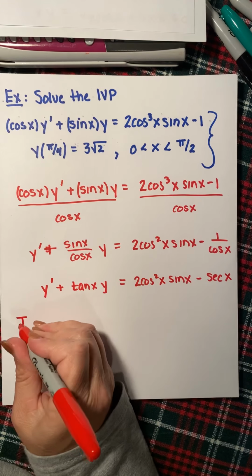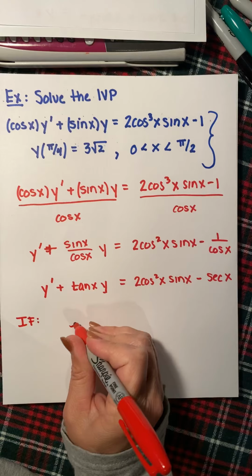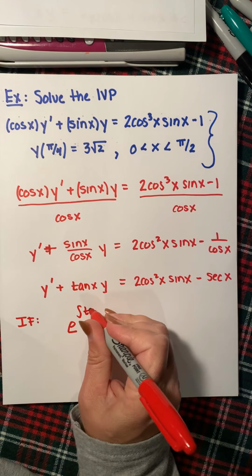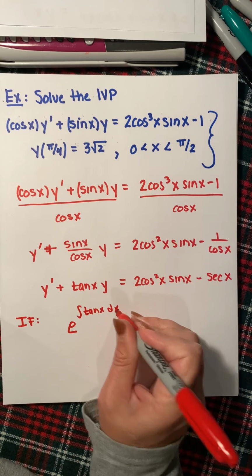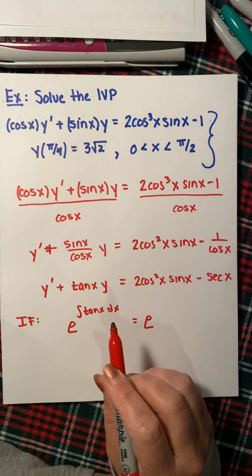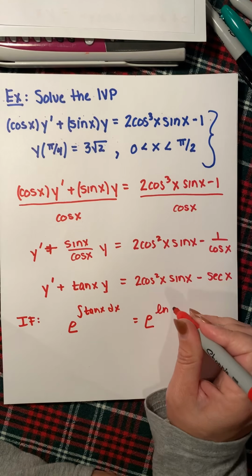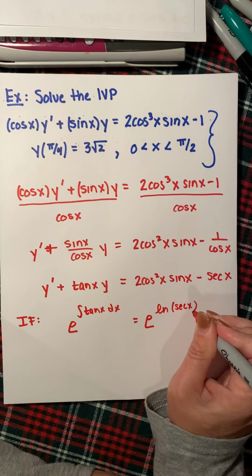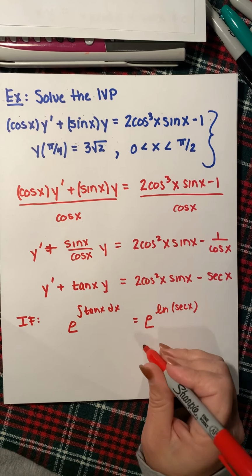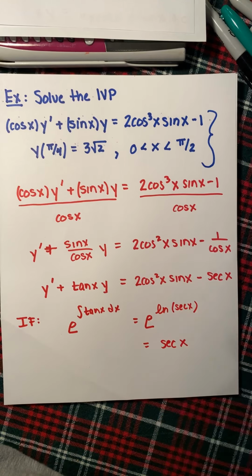So now we need to find our integrating factor, and it's e to the integral of the function here, tangent of x dx, which is e to the, well, the antiderivative of the tangent is the natural log of the secant, and we can eliminate the absolute value bars because the secant is positive between 0 and pi over 2. So my integrating factor works out nicely to just be the secant.